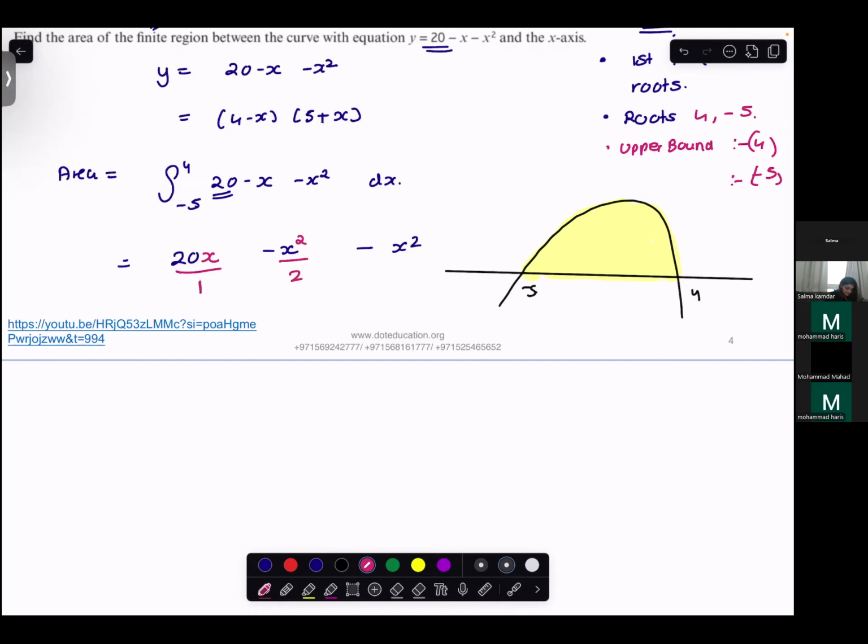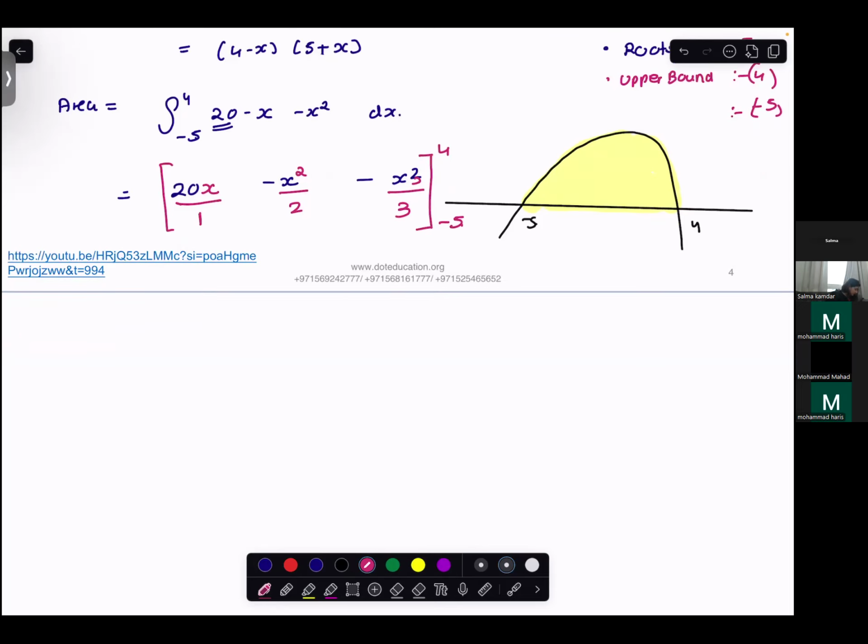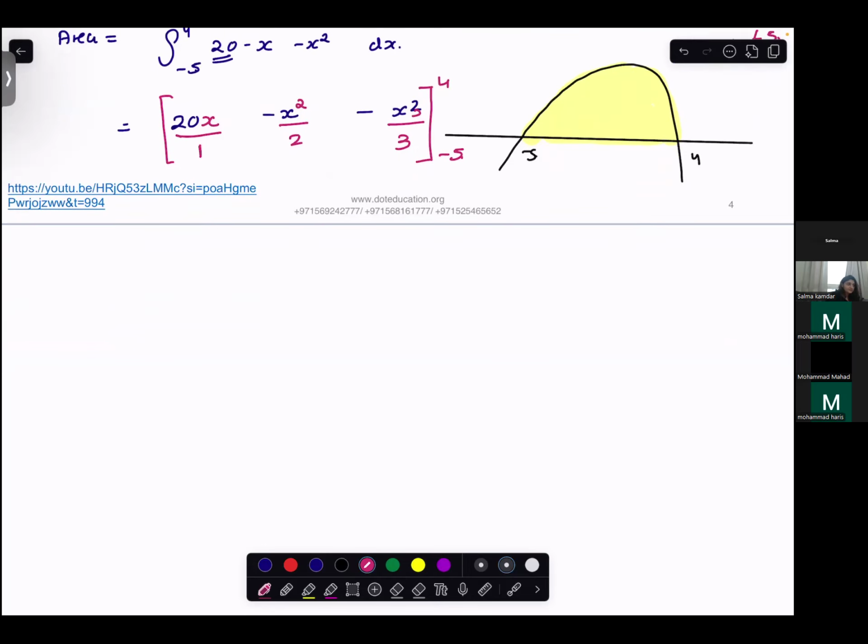So x cubed divided by 3. Add 1 to the power and divide by 3. Okay, fine. Now I've integrated this. After integrating, what will I do? You will find your roots. You've already found the roots. Please be on the loop. Between 4 and minus 5. Are you with me? Okay, fine. Now it is equal to what? Come on, tell me.